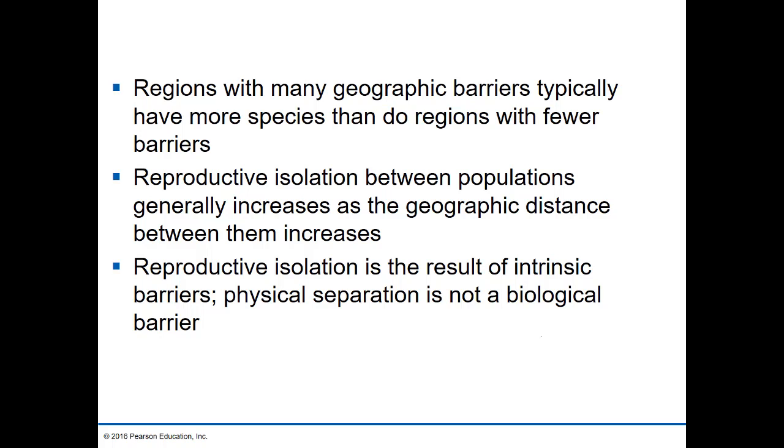Reproductive isolation between populations generally increases as the geographic distance between them increases. The greater the geographic distance, the harder it is for them to reach one another, and so usually isolation is going to increase also. Reproductive isolation is the result of intrinsic barriers or natural barriers. Physical separation is not a biological barrier. So just because they separate from one another is the result of some physical thing, it's not an intrinsic barrier.